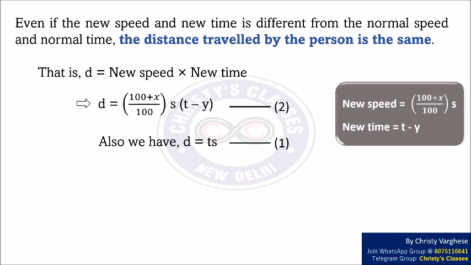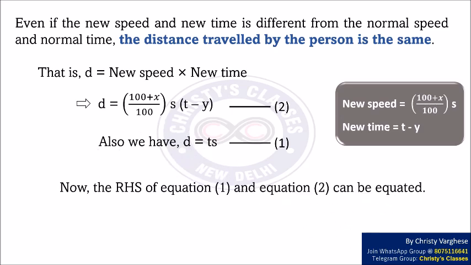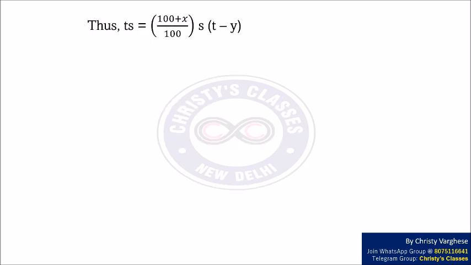Also, we have from equation 1 that D equal to T into S. Now, the RHS of equation 1 and equation 2 can be equated. So, we can write TS equal to (100 plus X) by 100 into S into (T minus Y). Cancelling S on both sides, we can write T equal to (100 plus X) by 100 into (T minus Y).